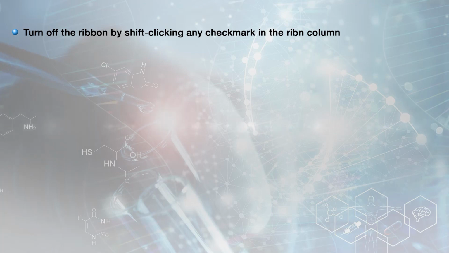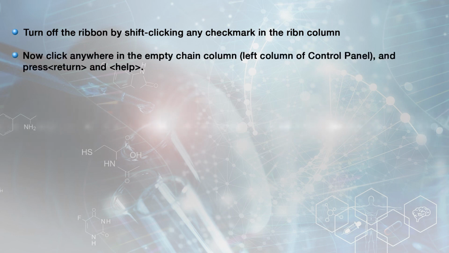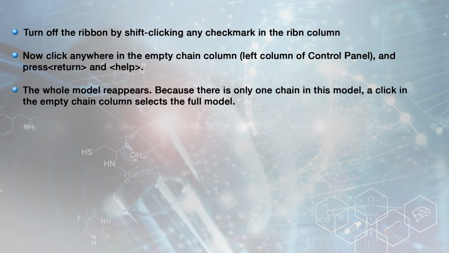Turn off the ribbon by shift clicking any check mark in the ribbon column. Now click anywhere in the empty chain column, left column of control panel, and press return. The whole model reappears because there is only one chain in this model. A click in the empty chain column selects the full model.